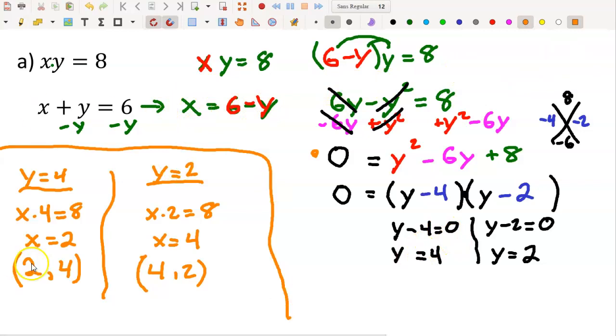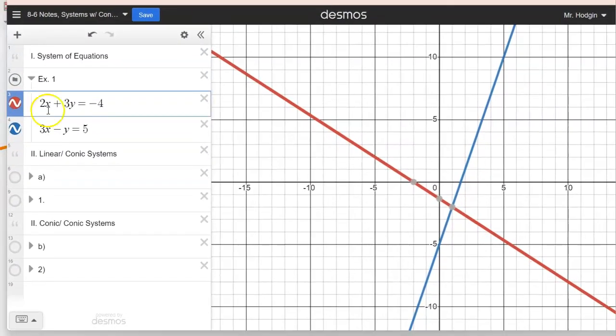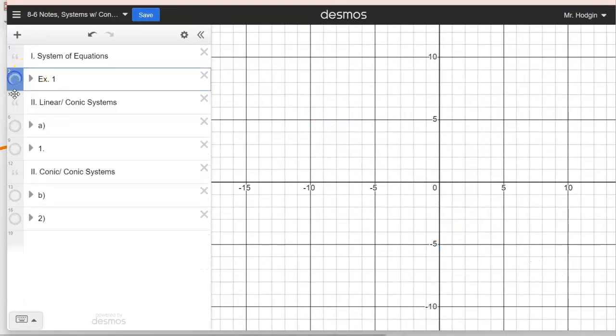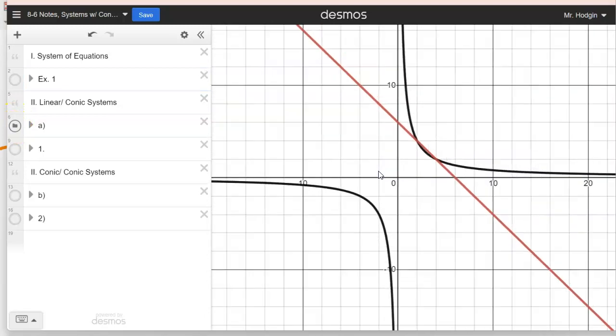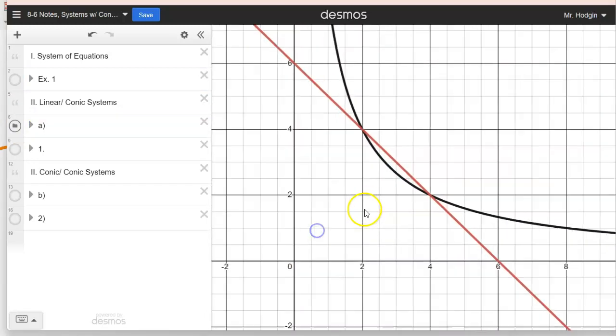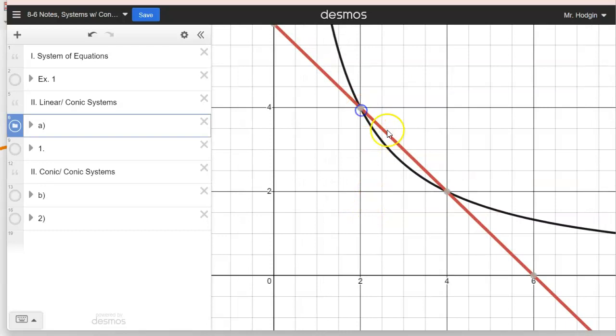So once again, let's look at what this looks like. If you always want to get a graphical one, let's go to, let's see here, A. Yeah, so it looks like this. So we have that inverse function, and then we zoom in, so it just looks like this. We got 4, 2, and 2, 4.